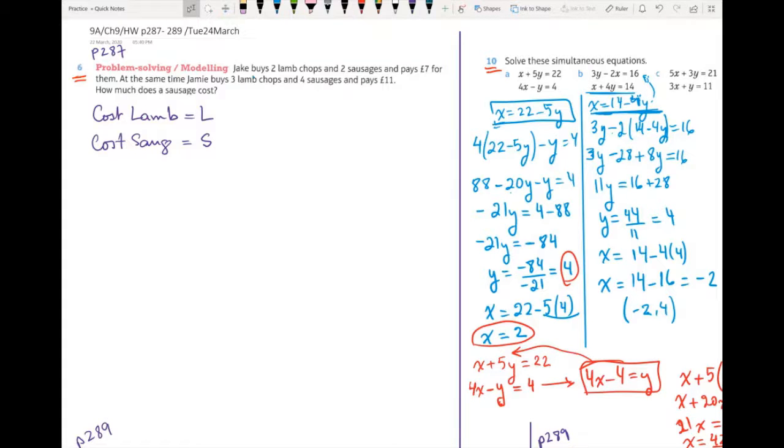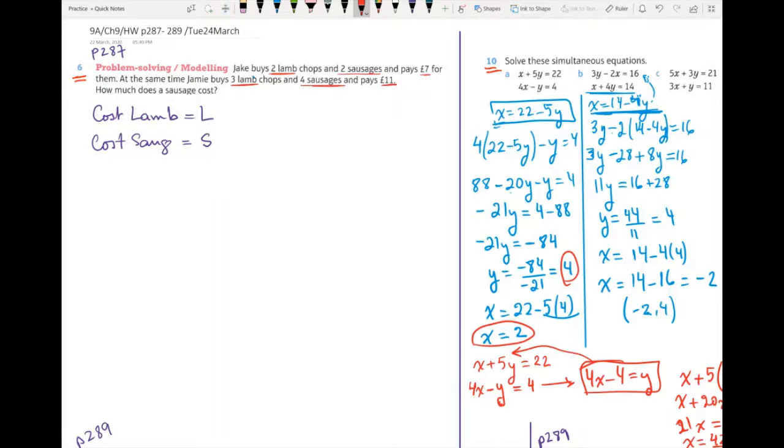Number 6, and it's a problem solving. Jake buys 2 lamb chops and 2 sausages and pays £7 for them. At the same time, Jamie buys 3 lamb chops and 4 sausages for £11. How much does a sausage cost?